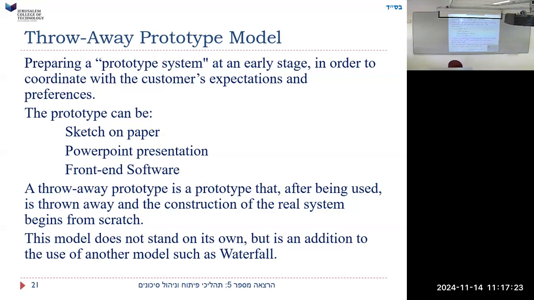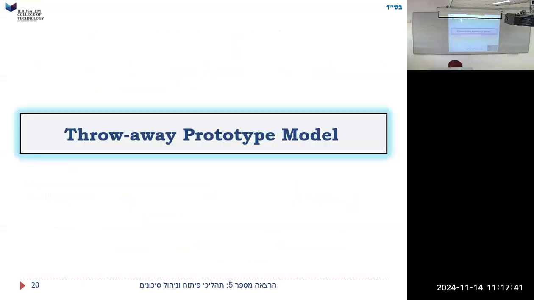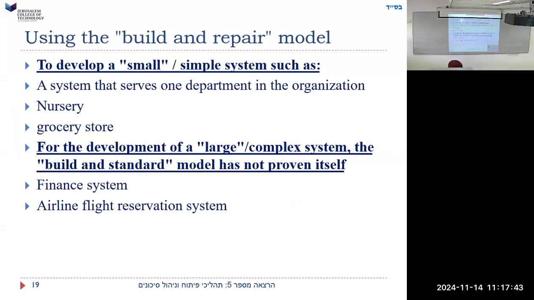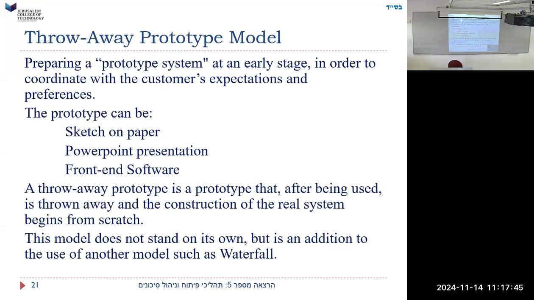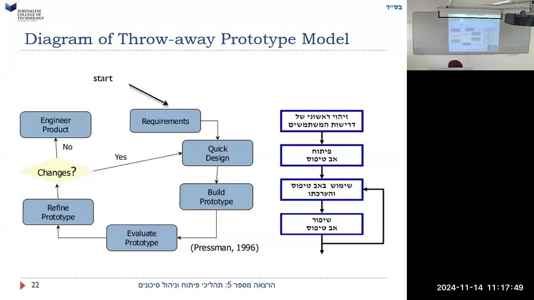This model does not stand on its own, but is in addition to the use of another model such as waterfall. In other words, before we even start waterfall, first we'll make a prototype. Or before we start the V model, we'll make a prototype. And then we will have fewer changes later on, or even in front of the build and repair model. We can first build a prototype so we get an idea of what we're doing.